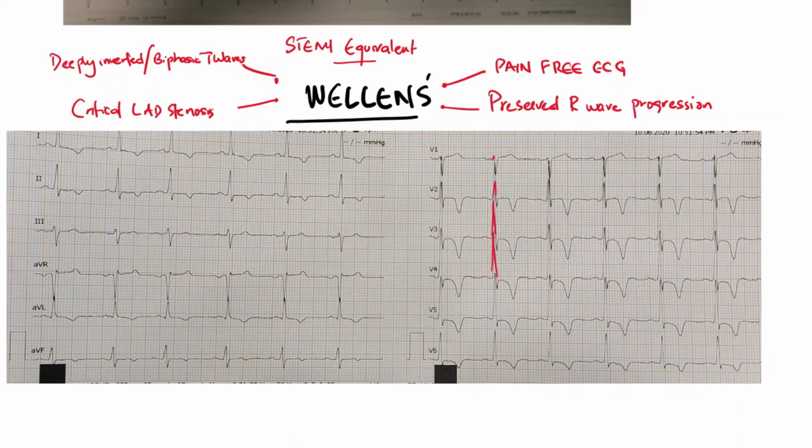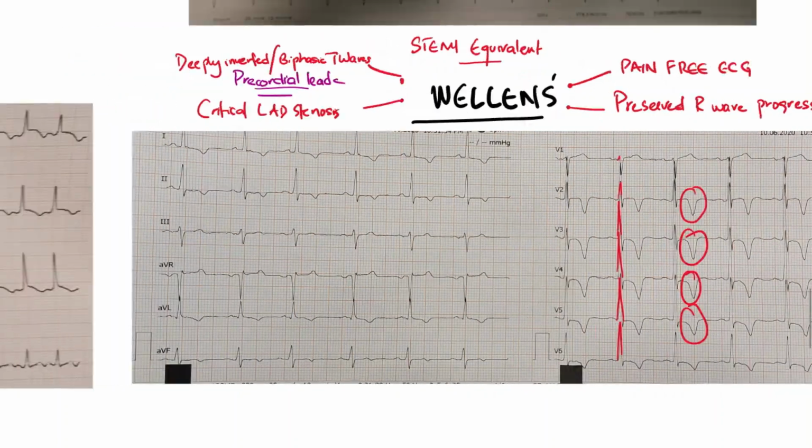Let's look at the ECGs. You've got preserved R wave progression, tall R waves. You've got deeply inverted T waves in the precordial leads. This is known as Wellens syndrome.